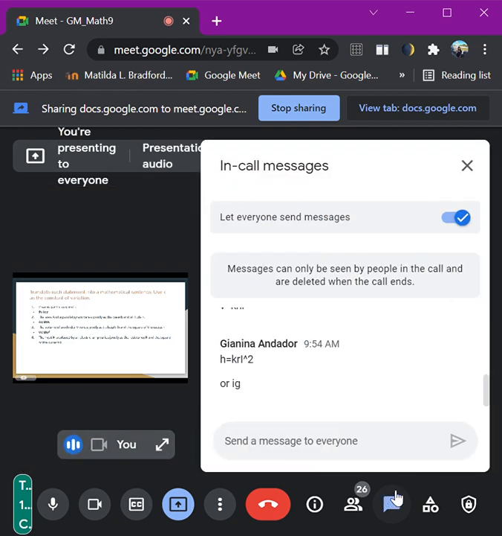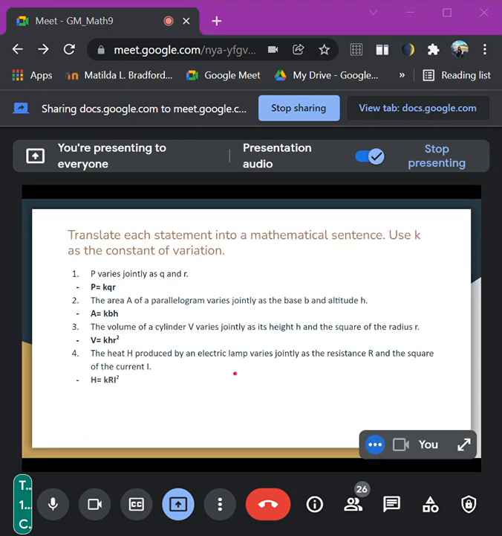H is equals to K times R times I raised to 2. Okay, and that is correct. You have the resistance and then times the square of the current. So that is I squared.